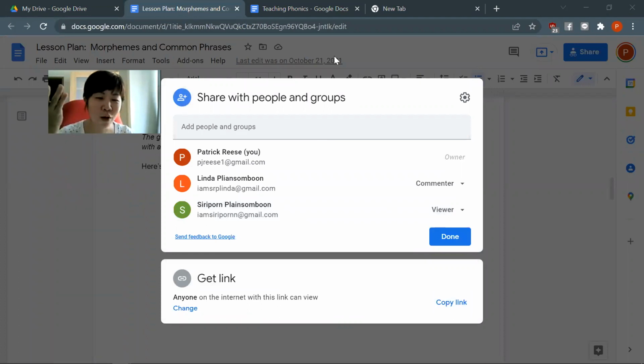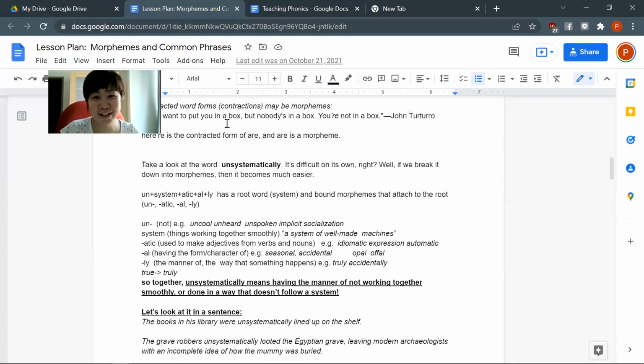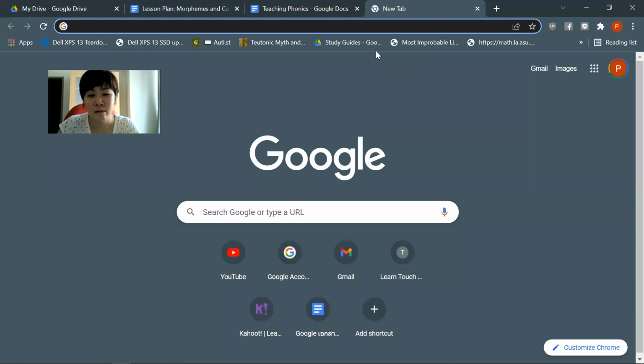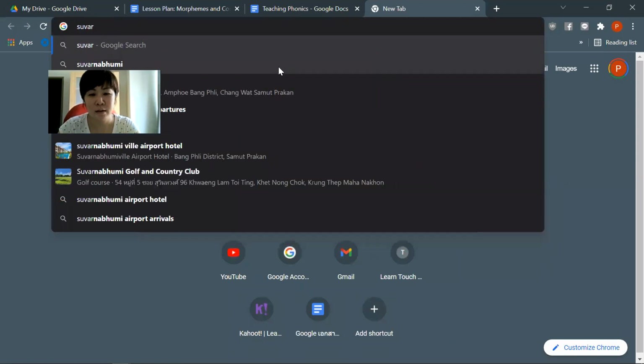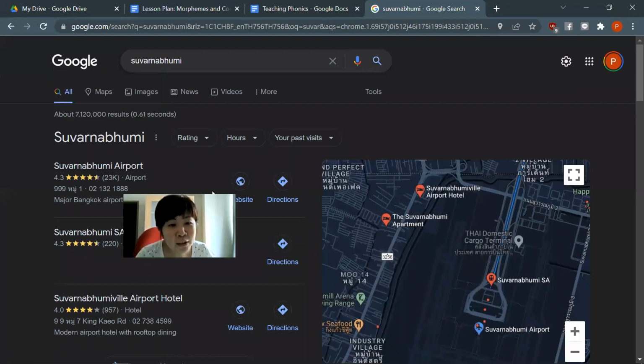How would you remember all the Thai names? Just practice. The Thai language is actually more systematic than English in general. There are weird morphemes in Thai too. Like for example, you have Suvarnabhumi Airport. This airport is called Suvarnabhumi, not Bhumi.